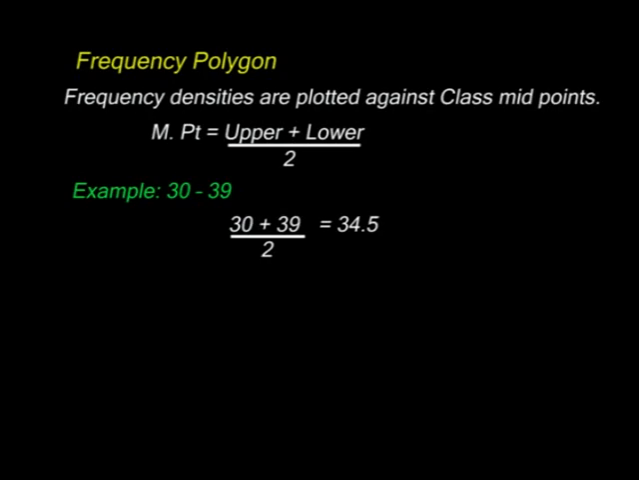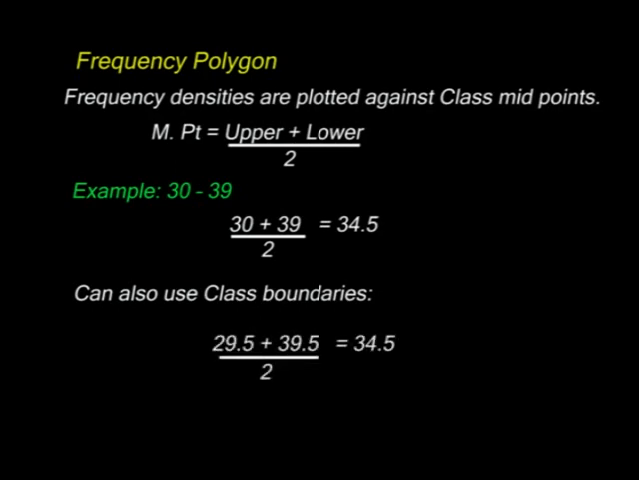Now you need not worry, you can also use the class boundaries, you don't have to use the class limits. The answer will still be the same. For example, in the same class, the class boundaries are 29.5 and 39.5. So we have 29.5 plus 39.5 divided by 2, giving us the same 34.5.